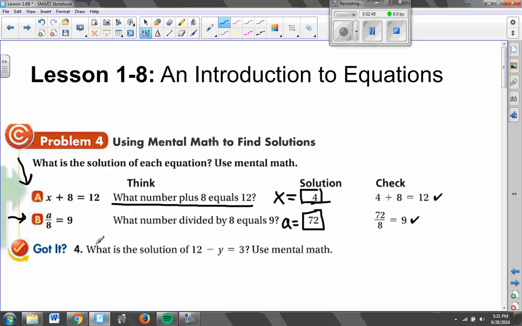Now I would like you to try this problem here, number 4, where I'm asking you to find the solution of 12 minus y equals 3 using mental math. So take just a minute or two. Think of what value you could put in for y that makes that true. Then come on back and I'll show you what we should get.